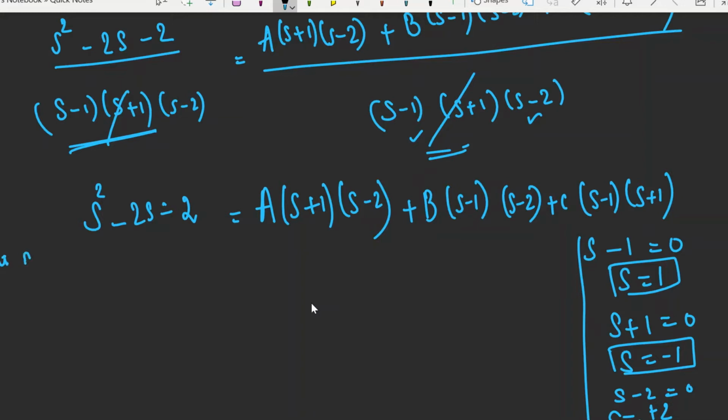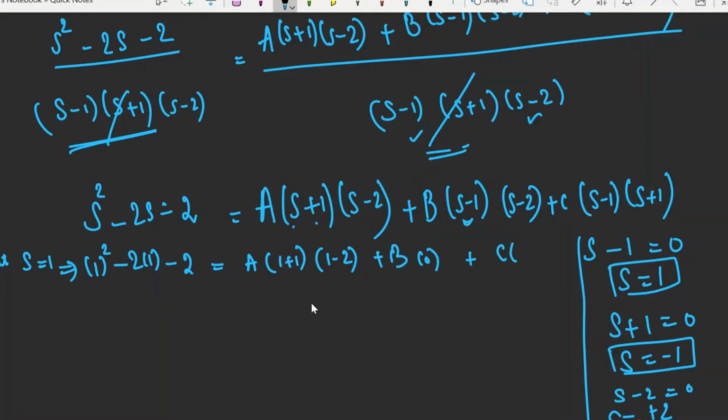First, put s equals 1. Here I am substituting 1 in all the places of s. On the left hand side, 1 minus 2 minus 2. On the right hand side, a times 1 plus 1, 1 minus 2, plus b times 1 minus 1, which is 0. 0 into anything is 0. Similarly here also 1 minus 1 is 0, so 0 into anything is 0. Left hand side: 1 minus 2 minus 2 is minus 3. Here a times 2 times minus 1. So the value of a is 3 divided by 2.